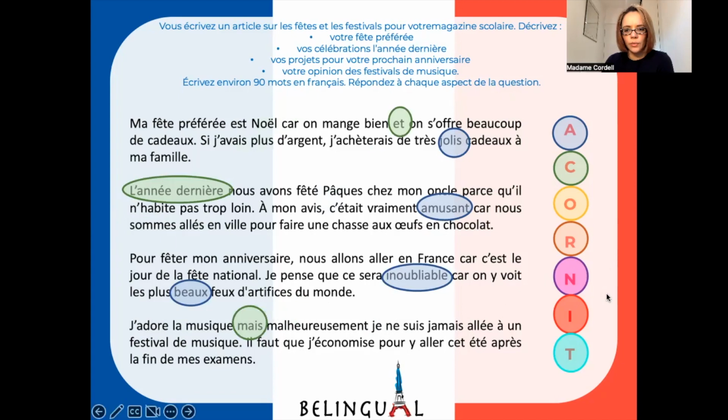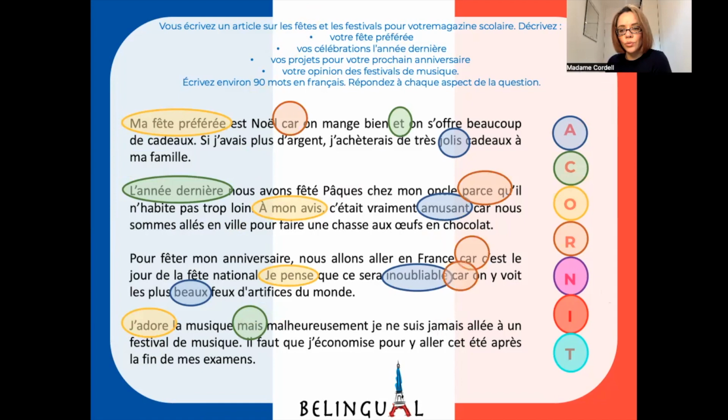Ensuite, on va vérifier qu'on a bien mis notre opinion. Ma fête préférée. D'accord, that's one way of giving your opinion. À mon avis, et je pense, d'accord, donc on en a quelques-uns et on a aussi j'adore. Donc c'est parfait, on en a suffisamment. Next, we need to check that we have justified our opinion using parce que and car, d'accord? So we have a few car there and a parce que as well, which is fine.